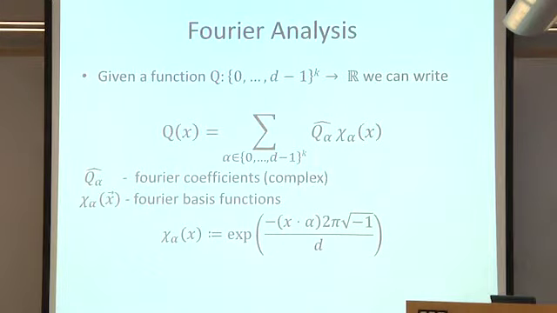So to formalize this intuition, we actually use Fourier analysis. So given a function q, which maps k digits to a real number, we can express this function as a linear combination of Fourier coefficients and Fourier basis functions. And in this case, the Fourier basis functions involve complex numbers, and the Fourier coefficients also involve complex numbers. In this talk, we're going to fix d to be 10 because people are used to doing operations in base 10 arithmetic.